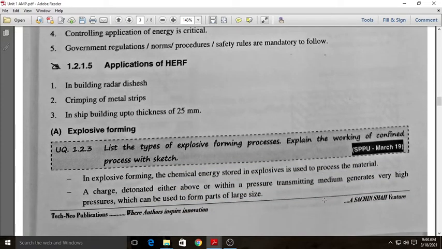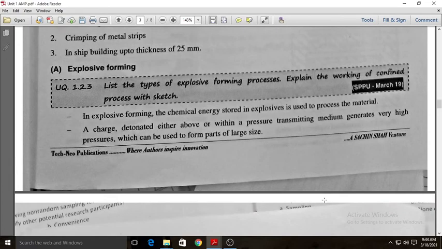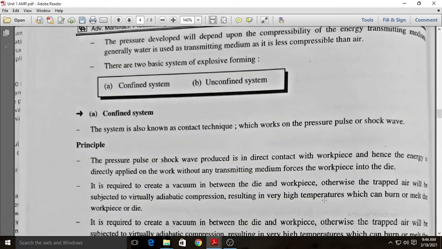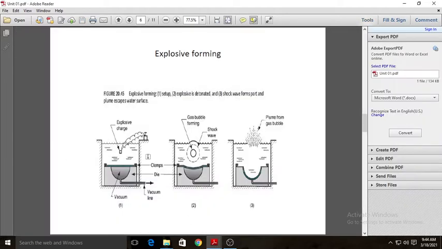So here we are going to see explosive forming. This explosive forming is again of two types, confined system and unconfined system. So what are confined and unconfined explosive systems? When the explosive is kept at some distance from the workpiece, we call it an unconfined explosive system. And when the explosive is directly placed on the metal workpiece, it becomes a confined explosion system.